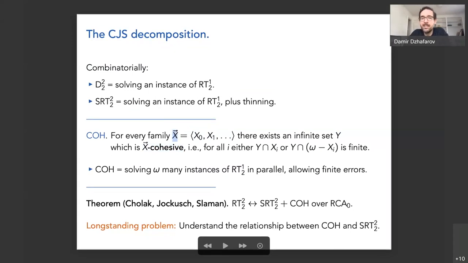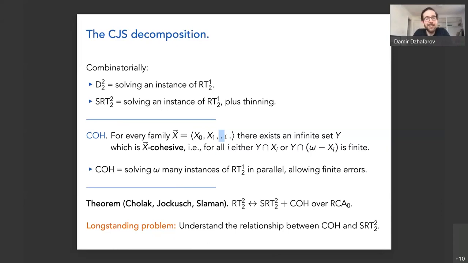And what that means is that for each i, either Y intersected with Xi or Y intersected with the complement of Xi is finite. So Y is, up to finitely many numbers, contained in X0, or up to finitely many numbers contained in the complement of X0. This is what this is saying. And up to finitely many numbers it's contained in X1 or in the complement of X1. Now it might be contained in here, up to finitely many errors, and in here, up to finitely many errors, and then in the complement of the next one, up to finite. Right? It doesn't have to be the same side everywhere. But for each particular set, it's either almost contained in the set or almost contained in the complement. That's CO.